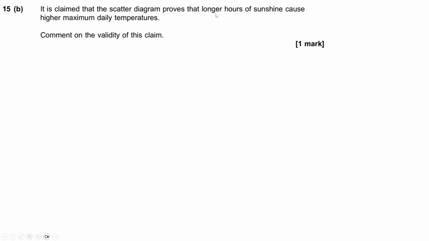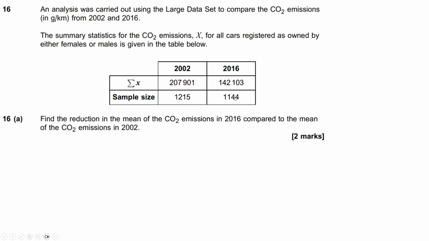The scatter diagram proves that longer hours of sunshine causes higher maximum daily temperatures. Well, no, because just because there's a correlation doesn't mean it causes it. So correlation doesn't mean causation.